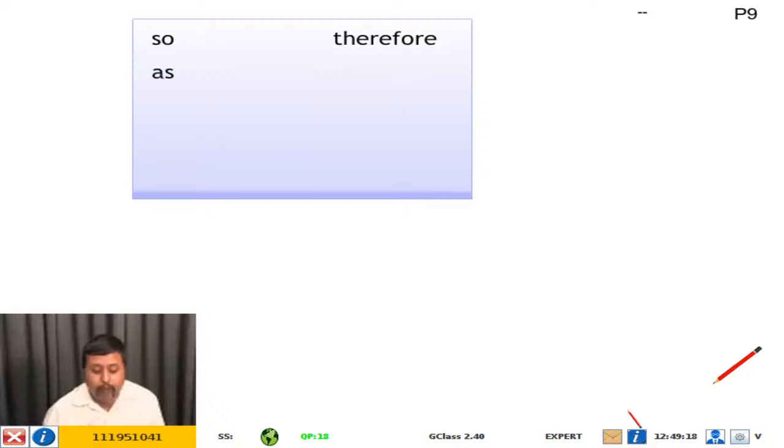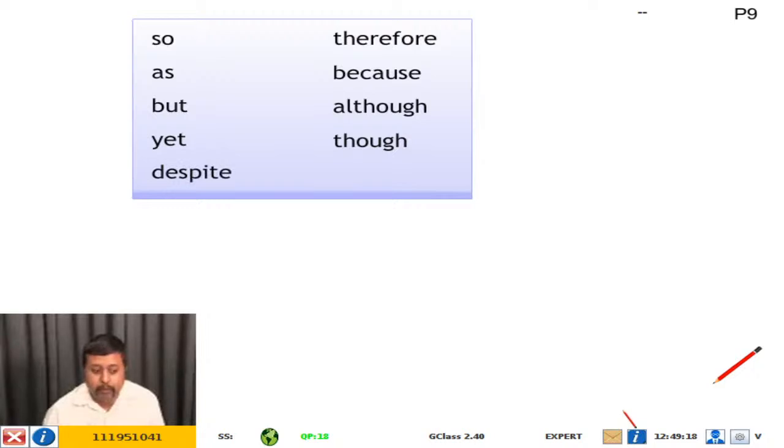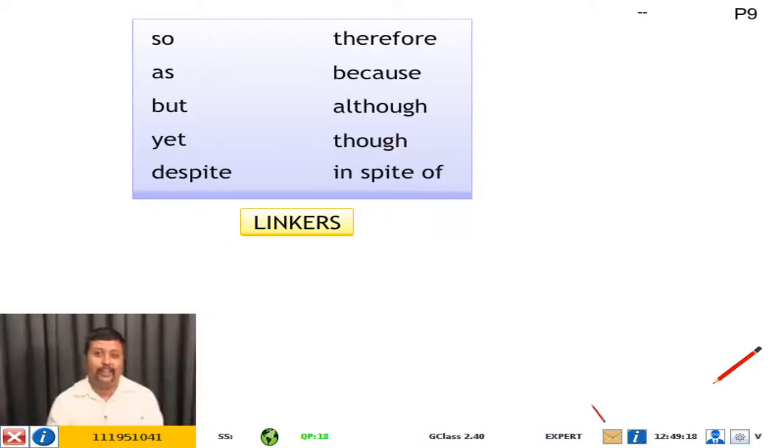So, therefore, as, because, but, although, yet, though, despite, in spite of. What are these words? They are linkers. What do you call them? We call them linkers. Why linkers? Because what we saw, there were two sentences in every example.